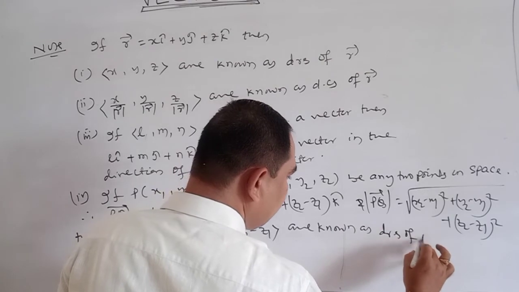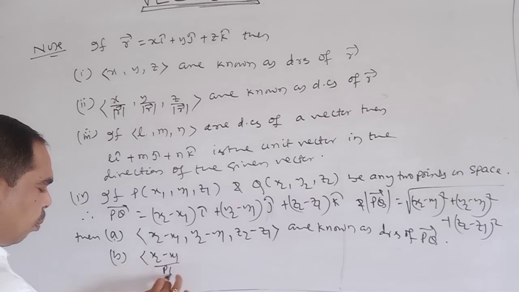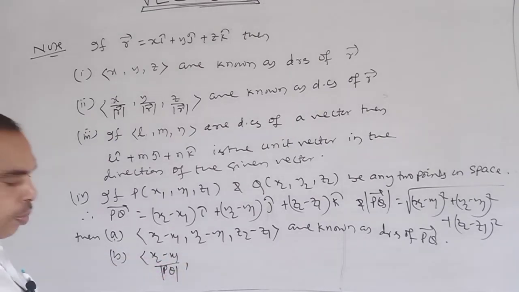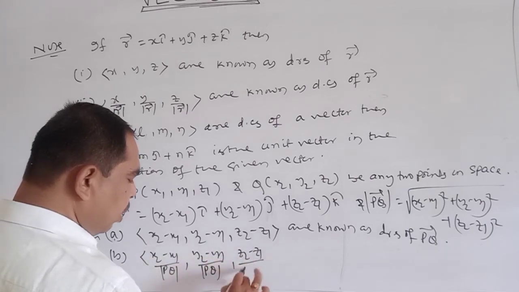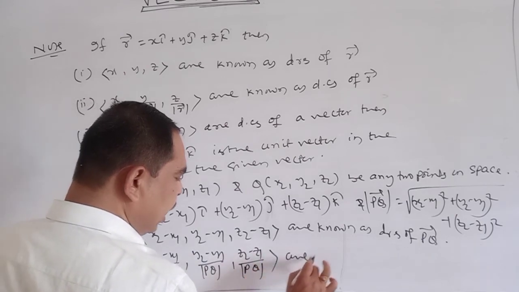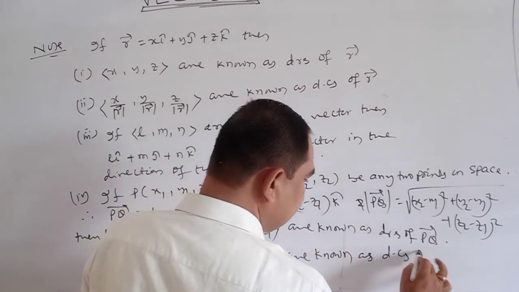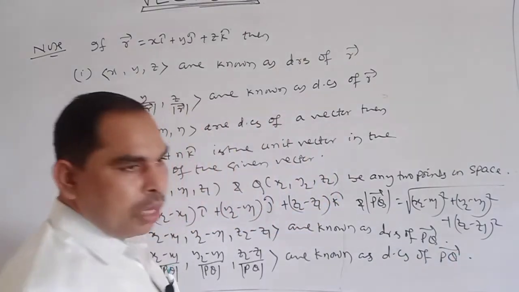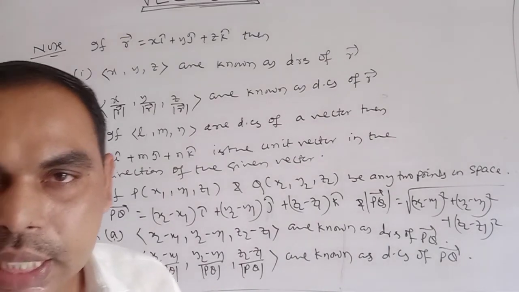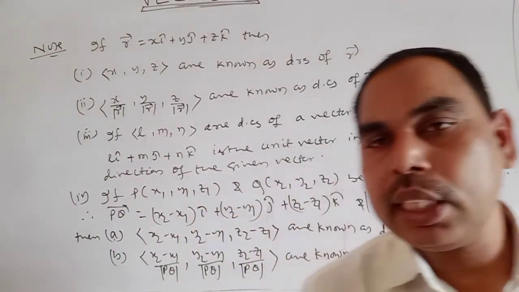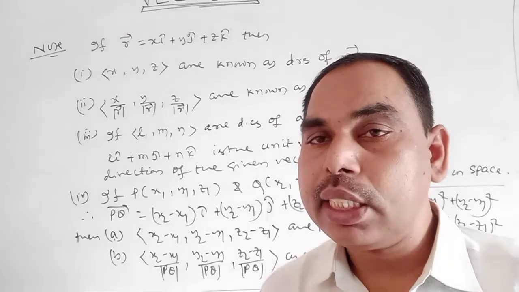DRs of PQ vector. And x2 minus x1 by mod PQ, comma, y2 minus y1 by mod PQ, comma, z2 minus z1 by mod PQ are known as DCs of PQ vector. Simply, x2 minus x1, y2 minus y1, z2 minus z1 are known as DRs, direction ratios, whereas x2 minus x1 by length PQ, comma, y2 minus y1 by length PQ, comma, z2 minus z1 by length PQ are known as direction cosines of PQ vector.